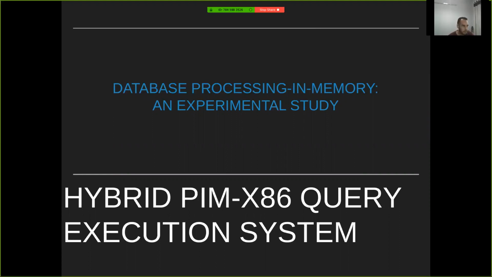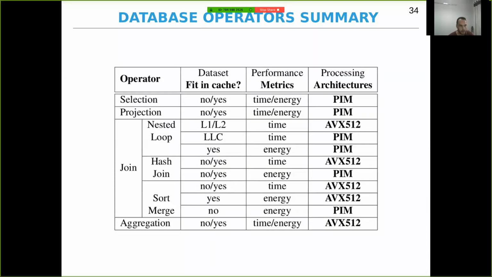Okay, here you have a summary of our results per database operator. This table shows the decision for PIM or for the CPU processing. We have three variables to evaluate: the operator, the data set, whether it fits into the caches, and the target performance metric, time or energy.